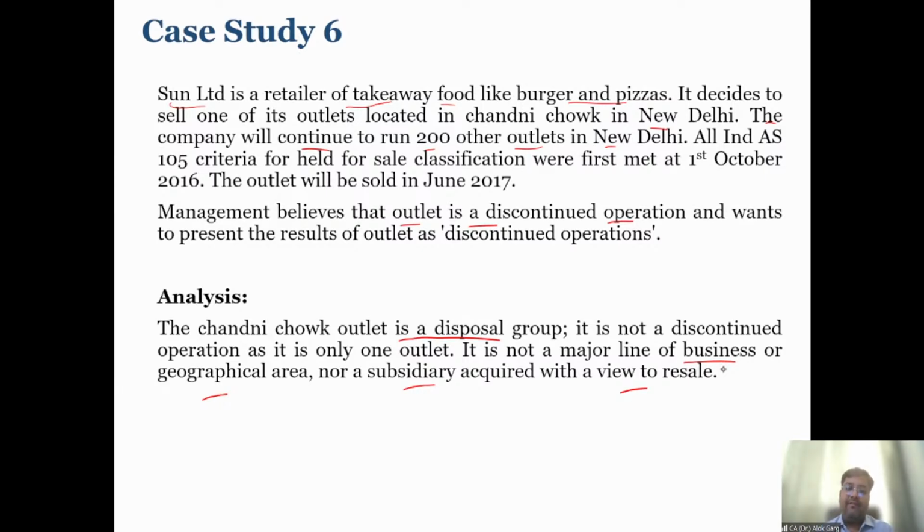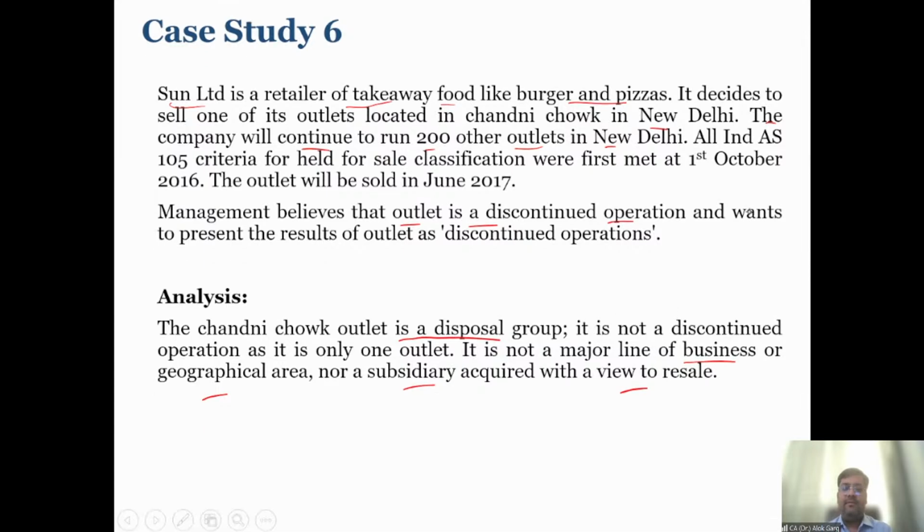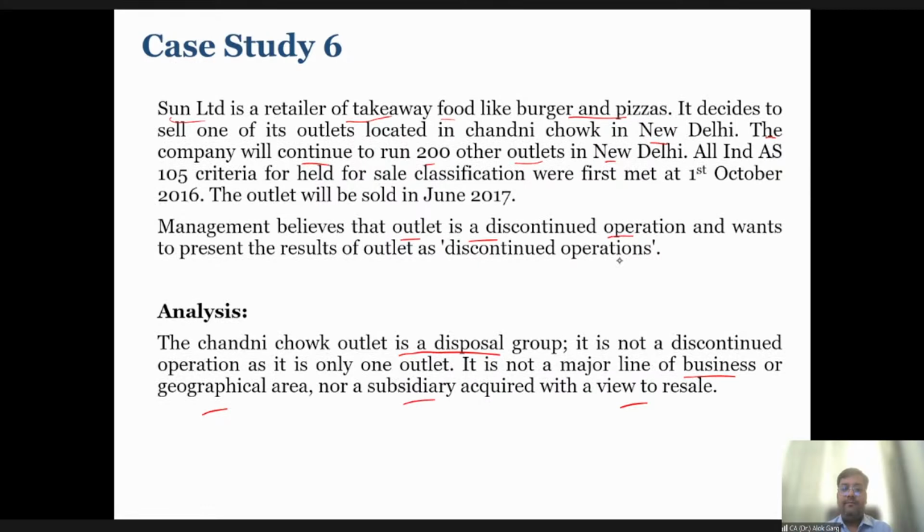Anyone who has a different view? Anyone who is not clear? Gopal, are you clear on this part? Very good, friends. Very good. Okay.